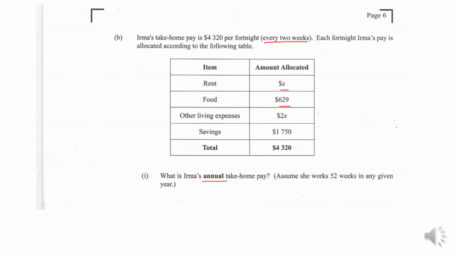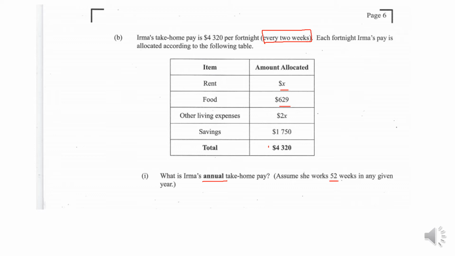Annual take-home pay means how much money she is going to take home for the year. Assume she works 52 weeks in any given year. So someone may say, well, if she's working 52 weeks, then I just need to multiply how much she gets in 1 week by 52. But remember, they gave us some very important information. They told us that she is paid fortnightly. She works every week, but she gets paid every 2 weeks.